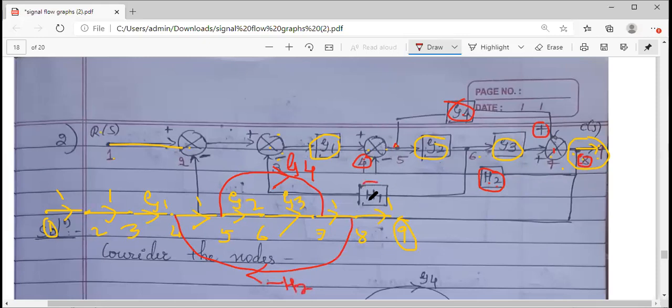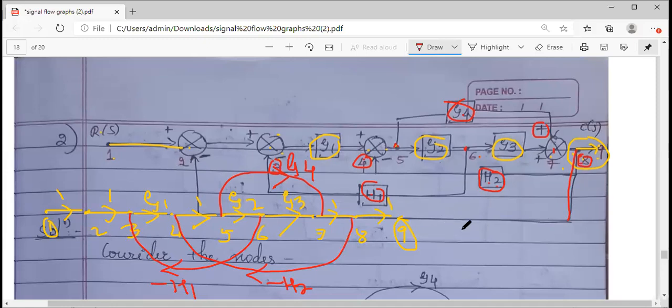Then coming to H1. For H1, you should take between node 6 and, you can see here, hope it is visible, node 3. Between 6 and 3 you have to take H1. Again, it is a negative feedback, so it will become minus H1. Still one more line is remaining. Here you can see a single line. On this line, simply no gain is mentioned.